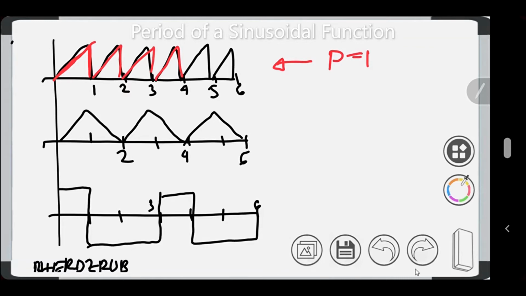Then what about our next function? We can see that this function completes one cycle from 0 to 2 and repeats itself from 2 to 4 and the next intervals. Then we have our period as 2. For our third function, the shape repeats itself after 3 steps. This is our shape right here. Therefore, our period is 3.